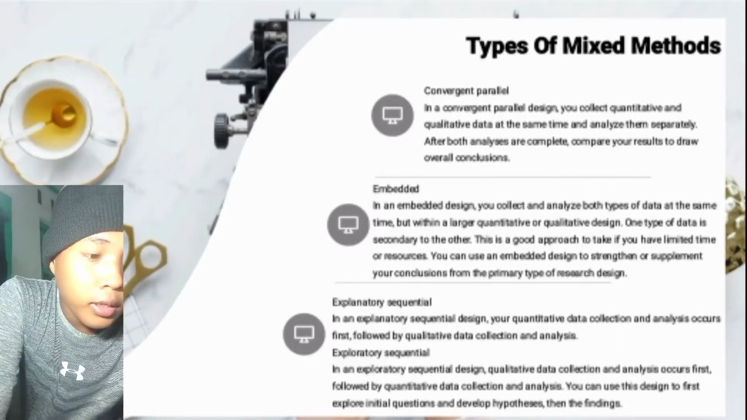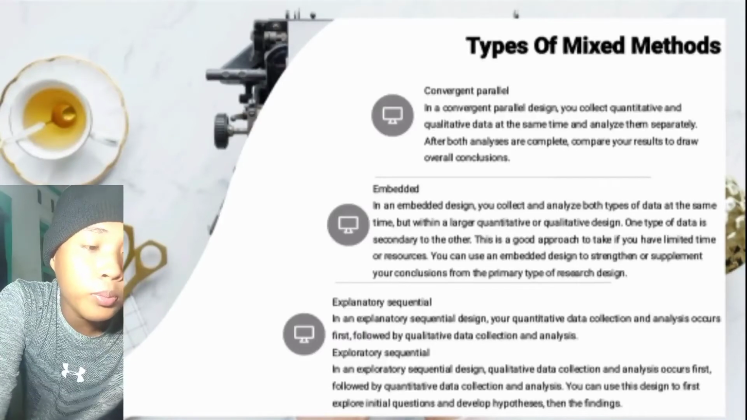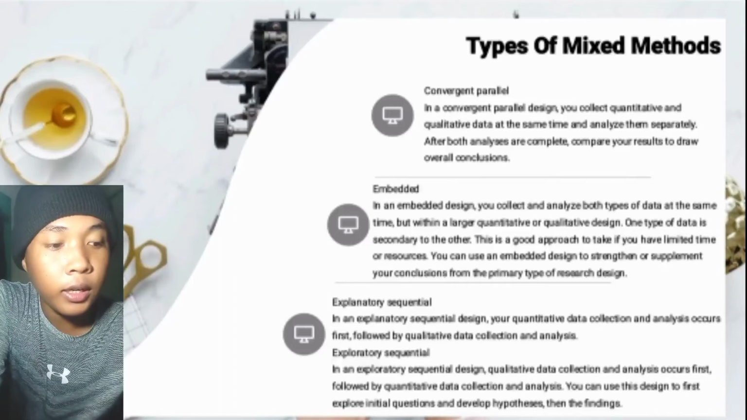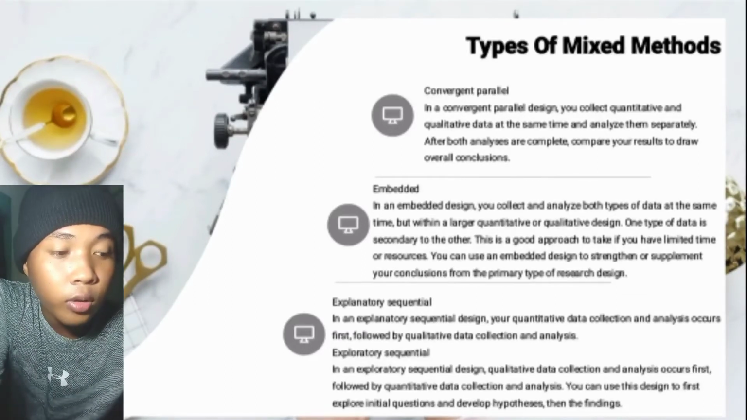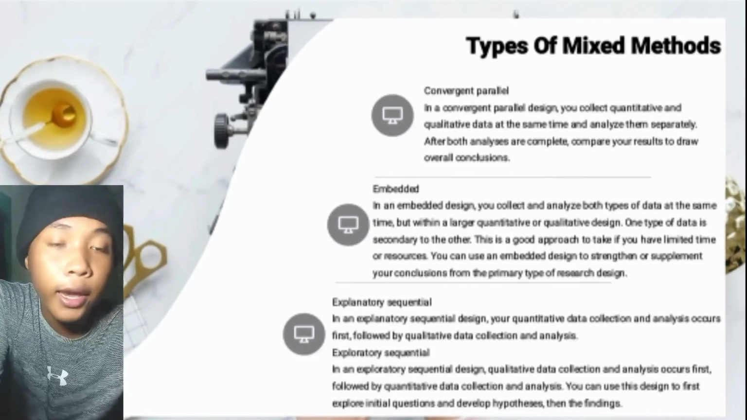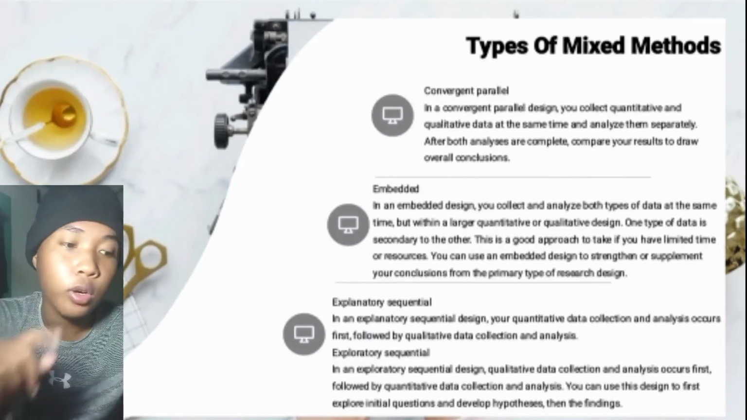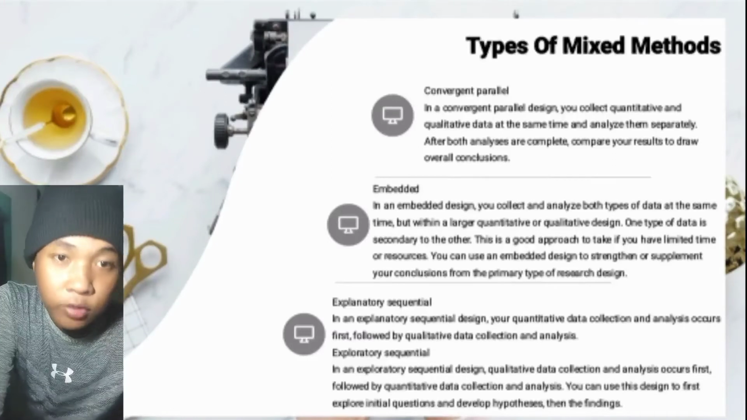Third, explanatory sequential. In an explanatory sequential design, quantitative data collection and analysis occur first, followed by qualitative data collection and analysis. Then, exploratory sequential. In an exploratory sequential design, qualitative data collection and analysis occur first, followed by quantitative data collection and analysis. You can use this design to first explore a question and develop hypotheses, then test findings.